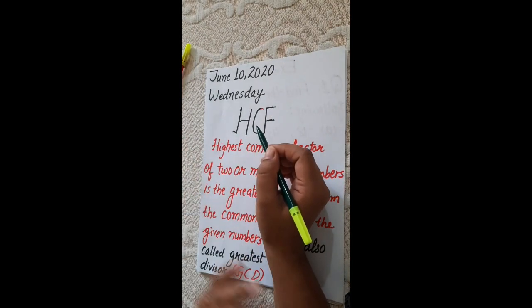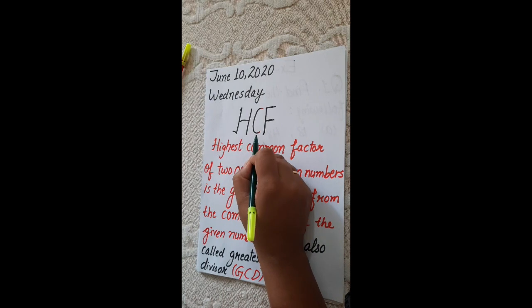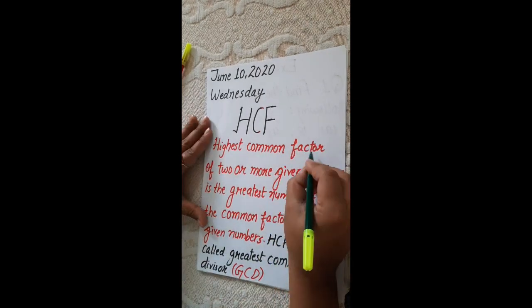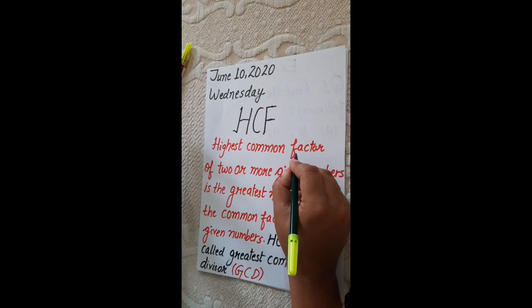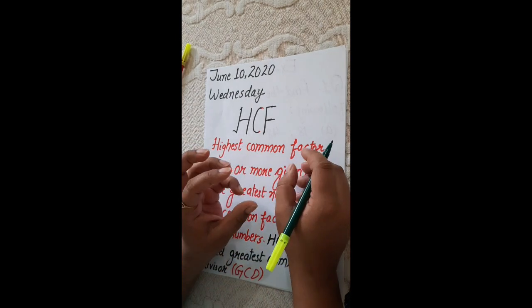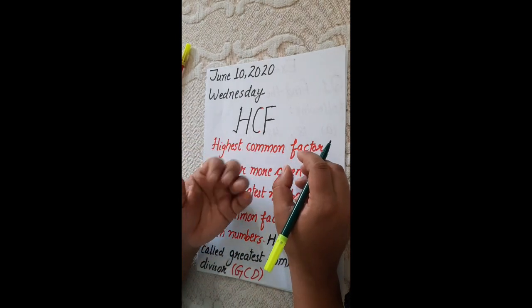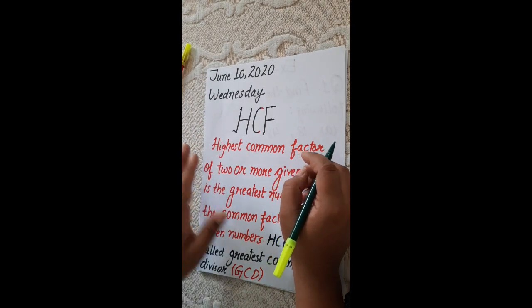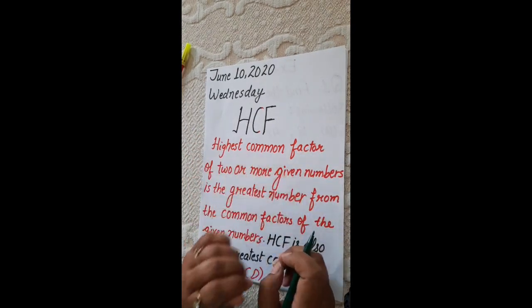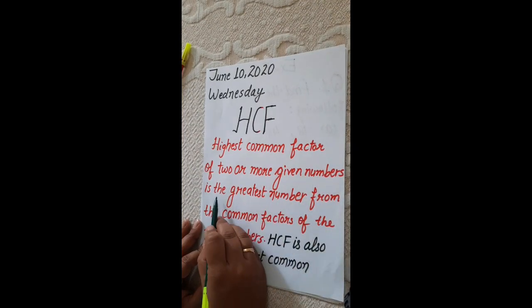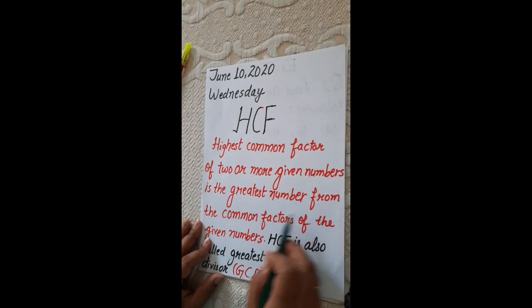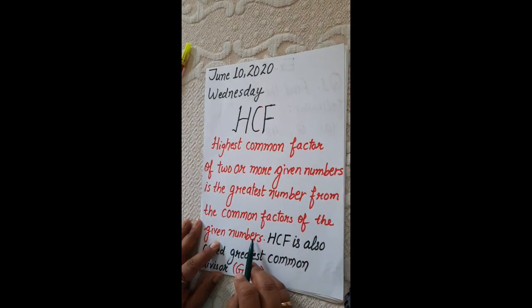In this video, we will discuss the concept of HCF, that is highest common factor. As we did in the earlier videos, factors are the exact divisors of any number. Common factors are the factors we take in common between two or more numbers, and the HCF is the highest common factor of two or more given numbers: the greatest number from the common factors of the given numbers.